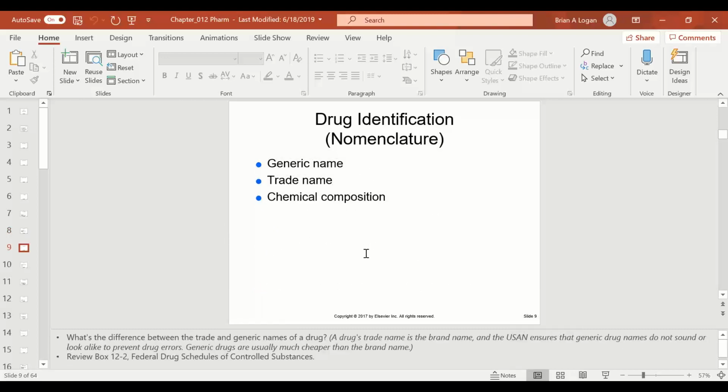Now, naming our drugs, right? Identifying them. There's 3 different names: a generic name, the trade name, and then a chemical name. Generic is usually cheaper than your brand name or your trade name ones. Benadryl is a trade name. The chemical name is the actual chemicals that are in it.